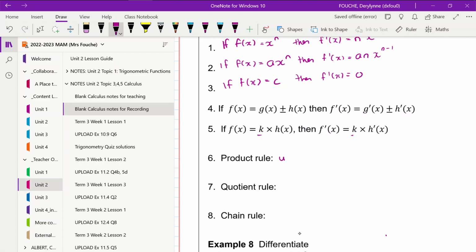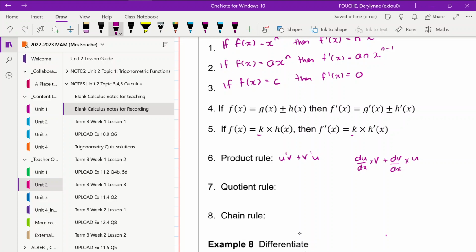So the product rule is u dashed v plus v dashed u. Or, on your formula sheet it looks like this, du by dx times v plus dv by dx times u. And we'll go through what all of those things are, okay?